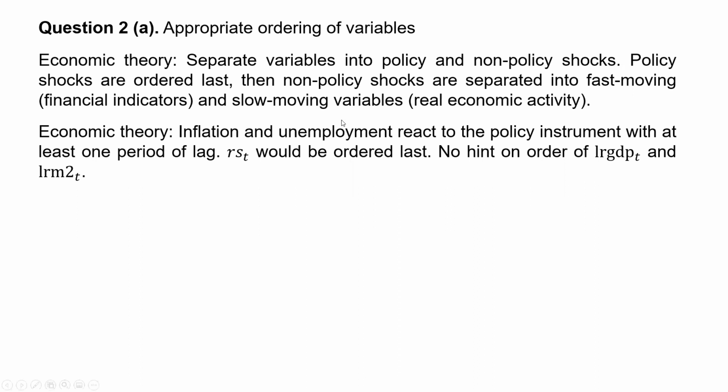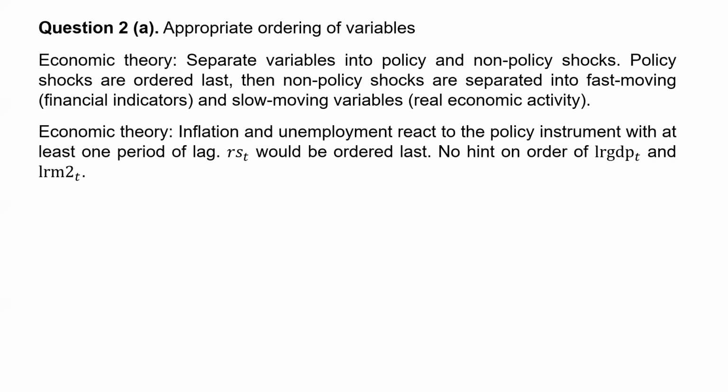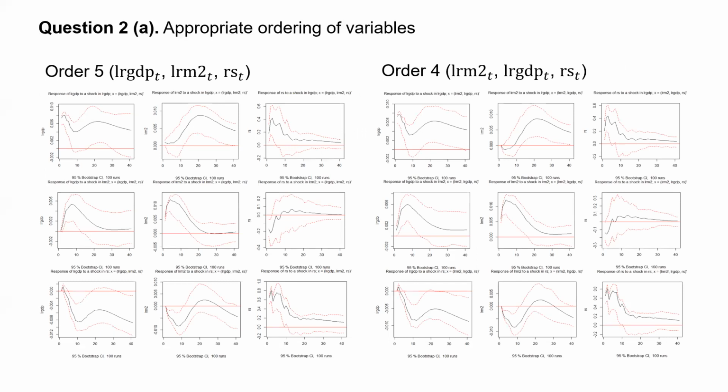But we don't know how to order GDP and money supply, because they are both real economic activity variables. So between the two of them, we do need to choose which order will be more appropriate. For that, we're going to use the graphs. But we're only doing this when we have located at least one variable. We know that interest rates should be ordered last. So the only two possible options are that either GDP comes first and money supply comes second, or money supply comes first and GDP comes second.